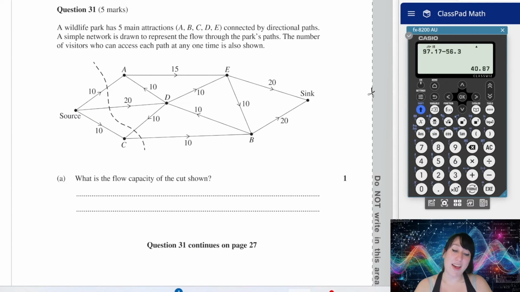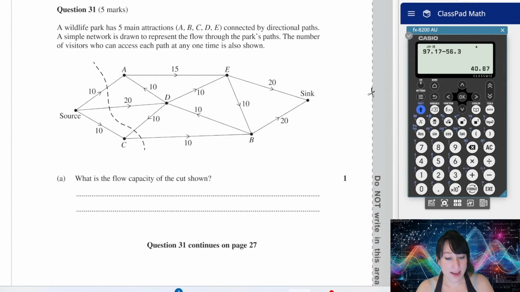Question 31. A wildlife park has 5 main attractions, A, B, C, D, E, connected by directional paths. A simple network is drawn to represent the flow through the park's paths. The number of visitors who can access each path at any one time is also shown. What is the flow capacity of the cut shown?